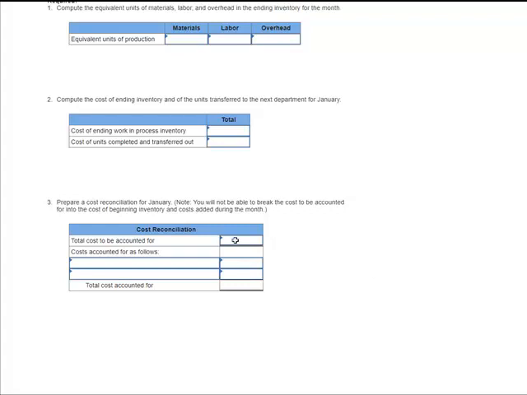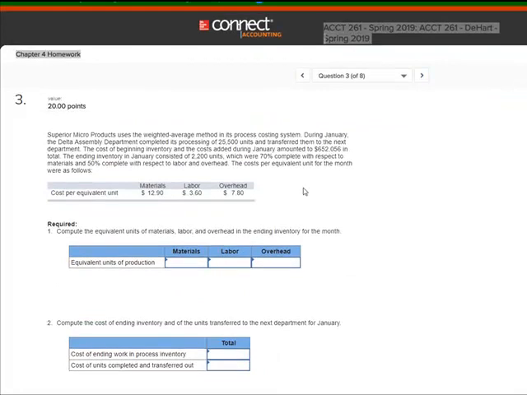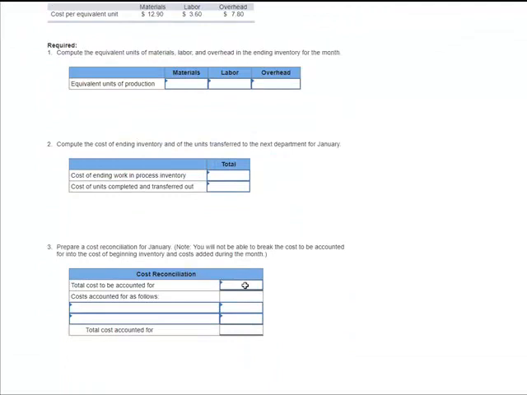The total amount of cost to be accounted for, they don't tell you the cost in beginning work in process and the new costs, but rather they just tell you the total amount of costs that need to be accounted for. And that is the amount given in the third line of this first paragraph. So you'll put that total amount here in the first cell.